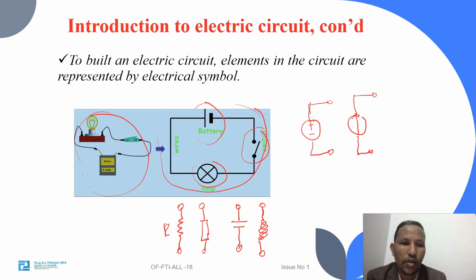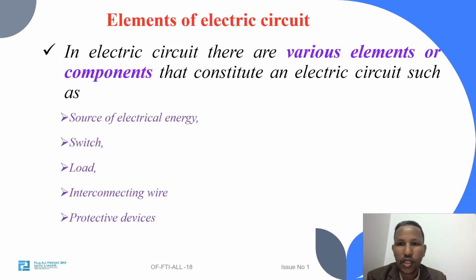So the arrow of the current source will be indicating towards the positive terminal of the equivalent voltage source. This is how the elements can be represented by using their symbols. In an electric circuit, there are various elements or components that constitute an electric circuit.